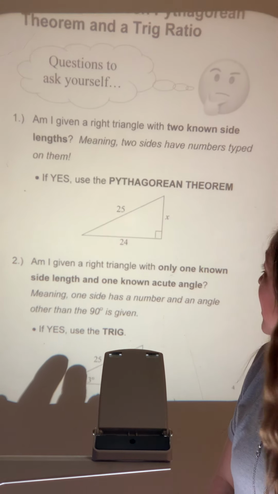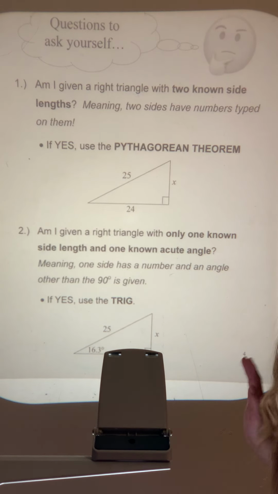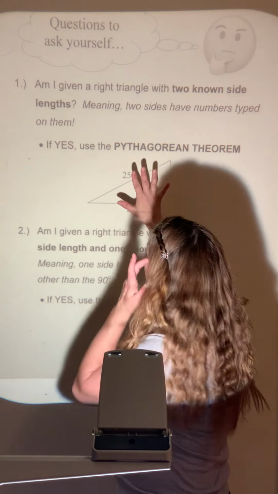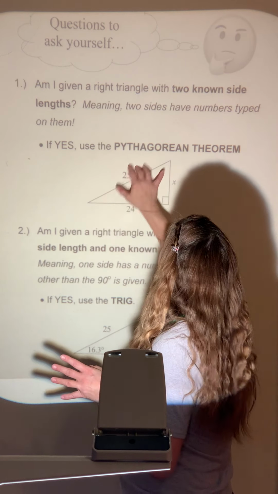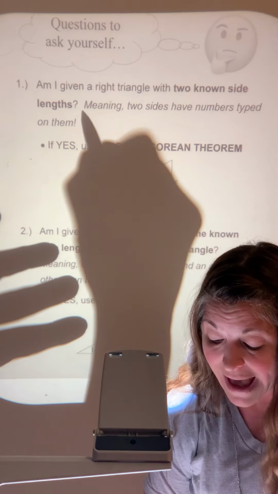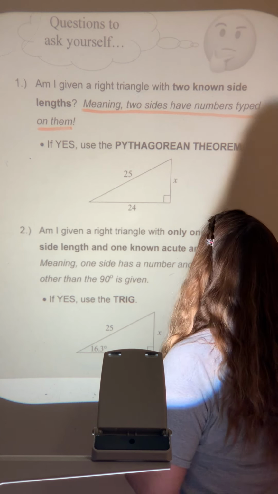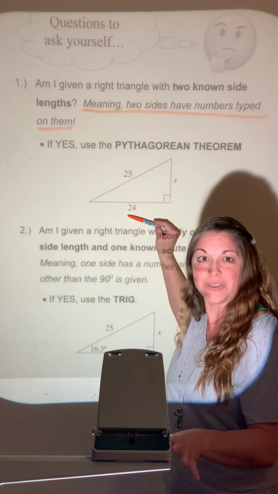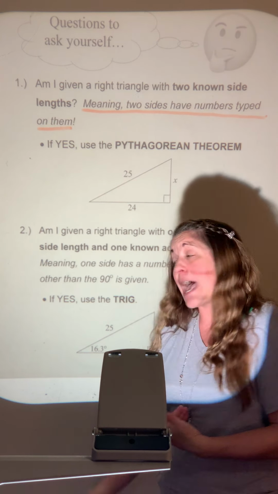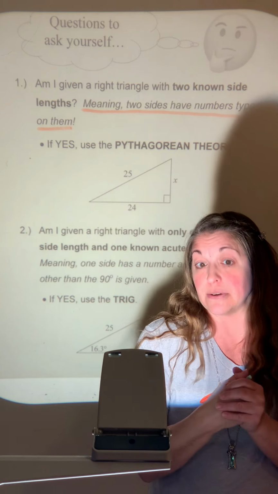Number 1, am I given a right triangle with 2 known side lengths? Okay, so you're given one of these problems, I'm talking about trees and ladders and everything. Well, look at the information given. If you're given 2 known side lengths, meaning you actually see 2 sides with numbers typed on them, and I'm asking you for this third side, then yes, use the Pythagorean theorem.